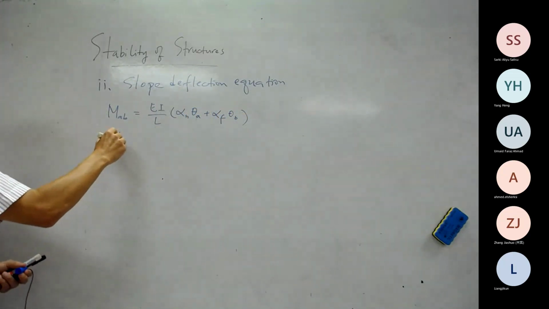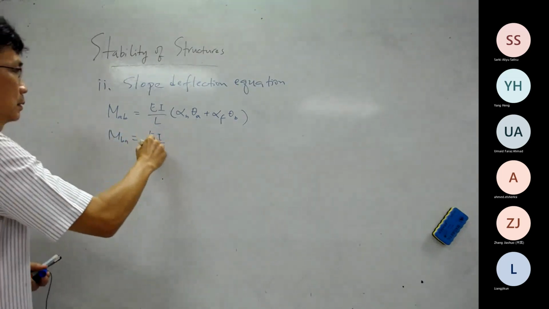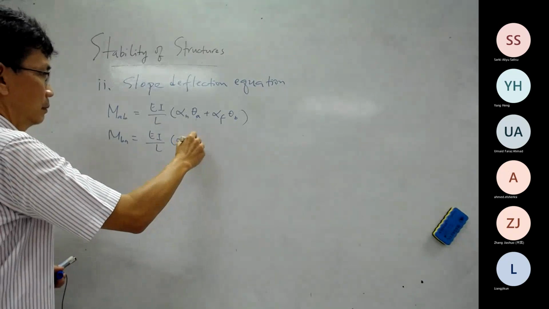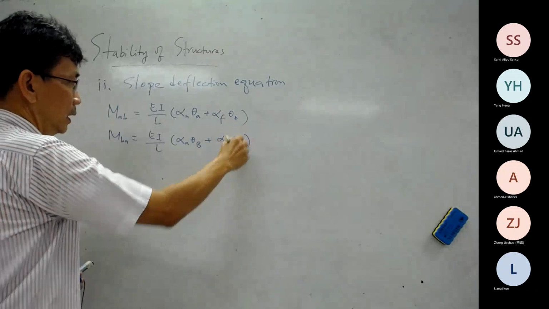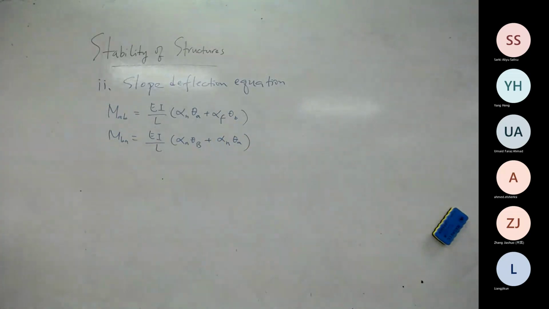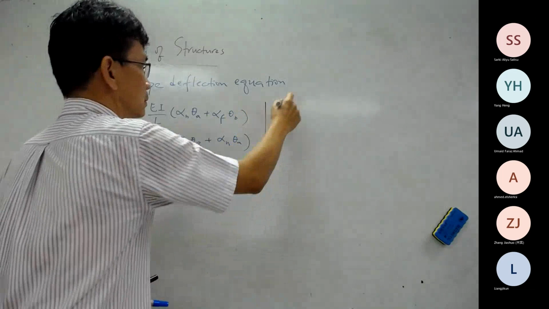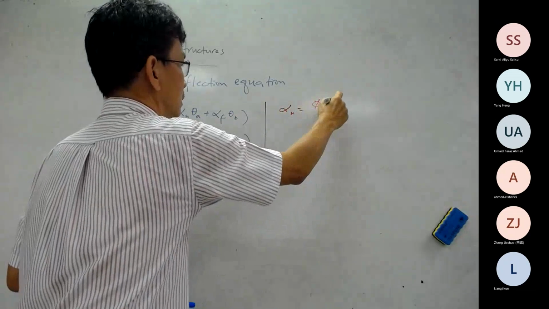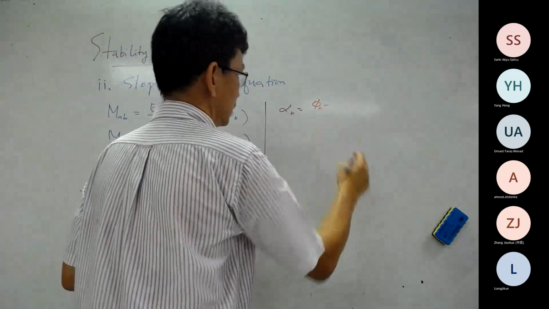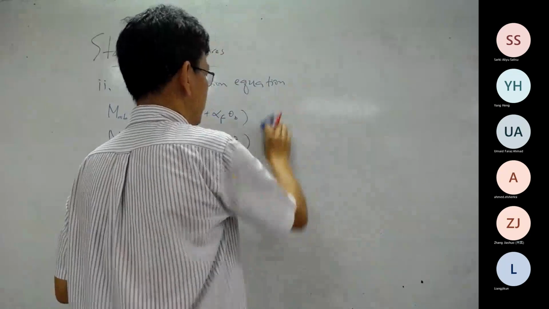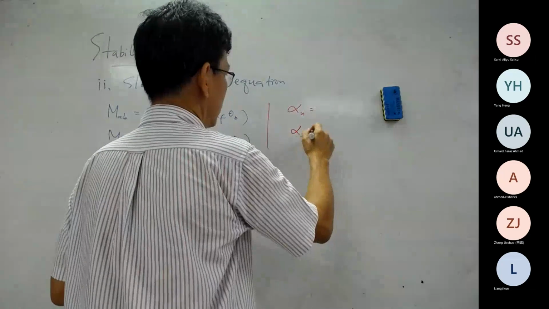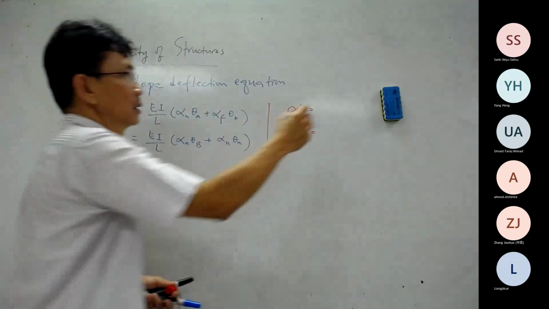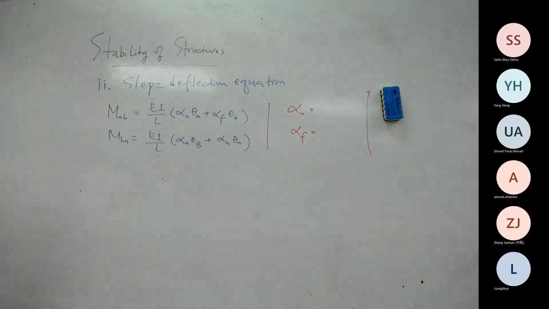Then M_BA is equal to alpha_N theta_B plus alpha_F theta_A. So this alpha_N and alpha_F will be given as functions. This is psi_N minus psi_F. You cannot remember this, so this equation will be given to you. Alpha_N and alpha_F, these equations will be given. You don't have to memorize that.